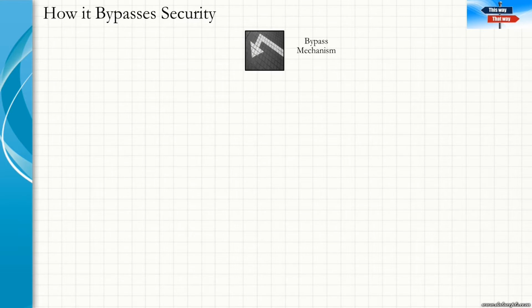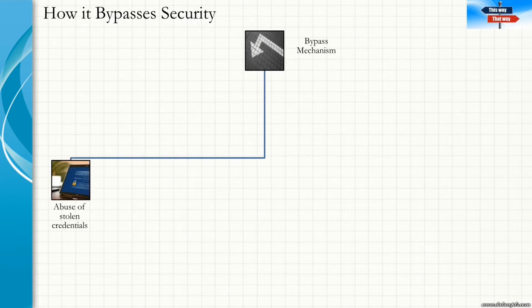How ransomware bypasses the security. We have talked about the process or the life cycle of ransomware from start to stop. But the question is how the ransomware percolates or penetrates the system even though we have measures in place. So let's take a dive into this. The bypass mechanism used by ransomware includes abuse of stolen credentials.